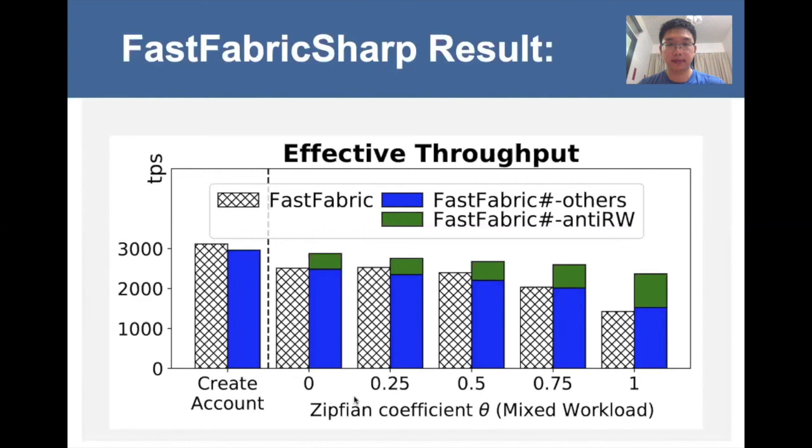With the increasing skewness, our performance gain gradually increases, up to 66% when the Zipf coefficient goes to 1. From the right chart, our performance gain is because we can recover transactions with anti-rewrite conflicts, none of which can be serialized by the original Fast Fabric. This experiment shows that our concurrency control technique can complement other implementation-specific optimizations. Thank you.